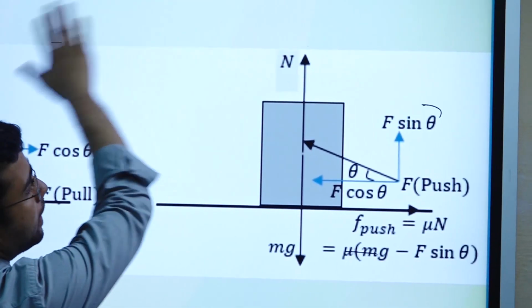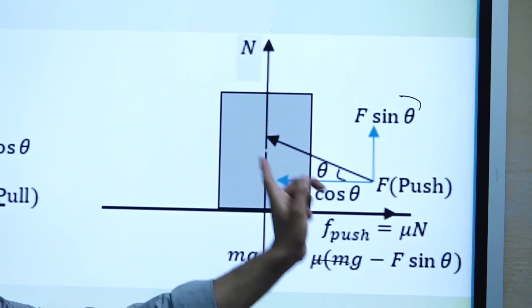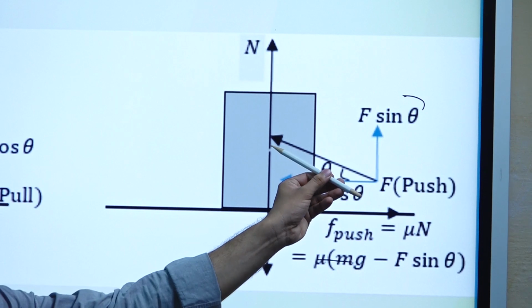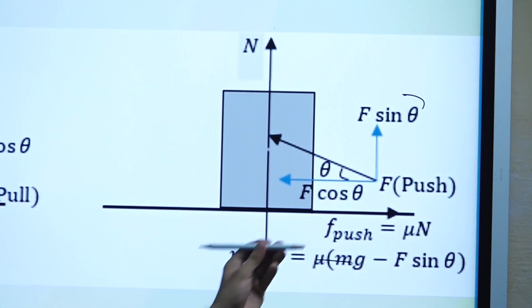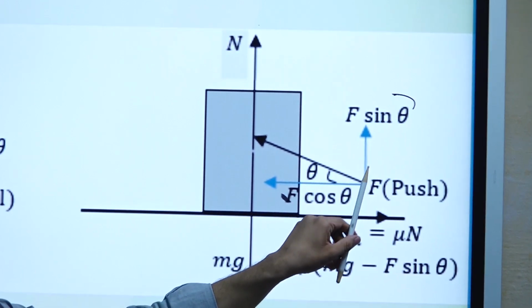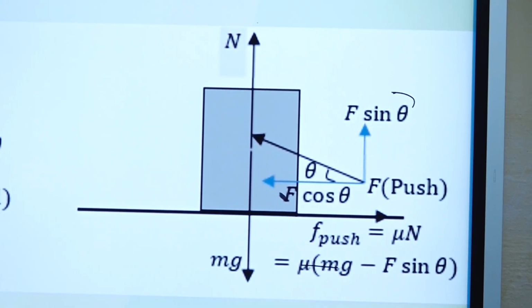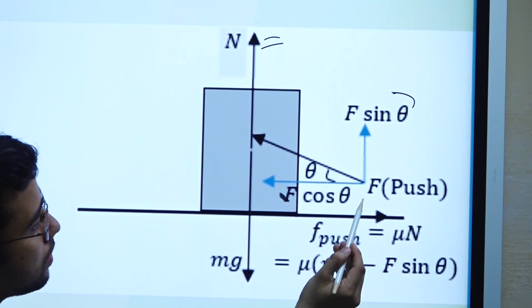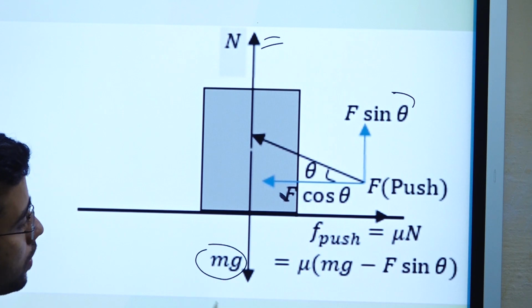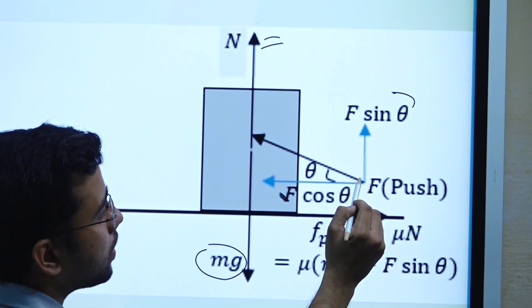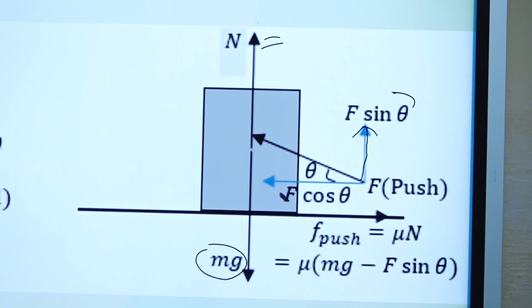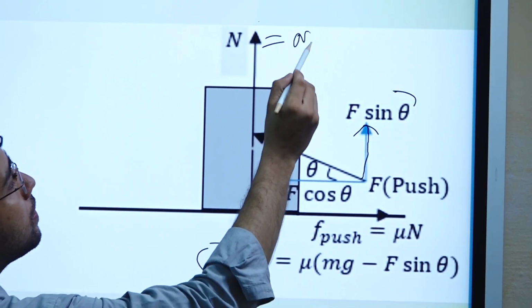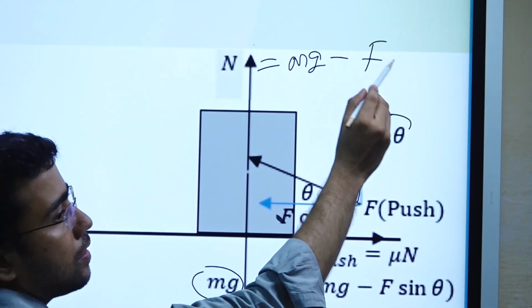Now let us go to this second one. Here we are pushing it, right? So when we push it, as you can see here, this F push will have one component in x direction and another component in y direction. In x direction it will have F cos theta, in y direction it will have F sin theta. Okay. So in this case normal will become, one is mg, that is downward, but this F sin theta is upward. Okay, as you can see here, this F sin theta is upward. So what will happen, total normal force will become mg minus F sin theta.